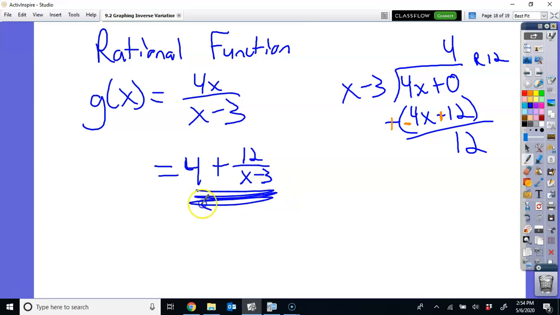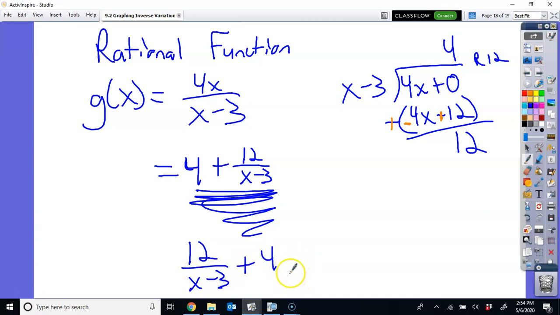But look at this right here. This is what we just did. 12 over x minus 3, and then that plus 4. That means that this right here is going to be that transformation, just like we just talked. So this particular function, 4x over x minus 3, it's kind of ugly looking, right? Wouldn't know how to graph it if it looked like this, maybe. But now I can if I divide it here.